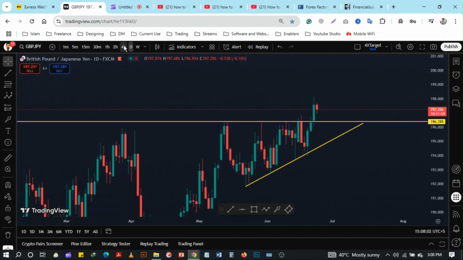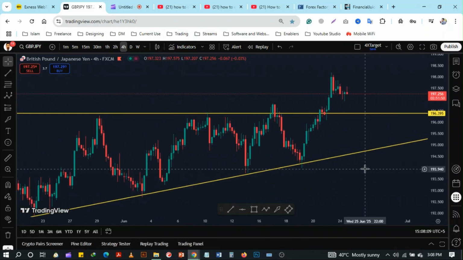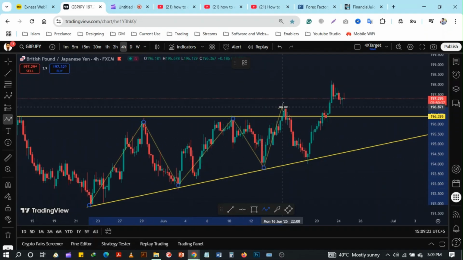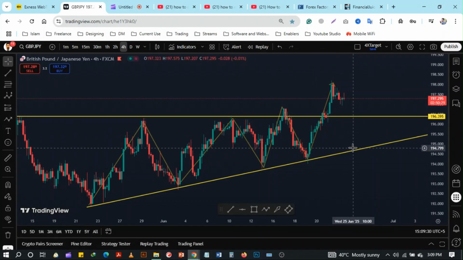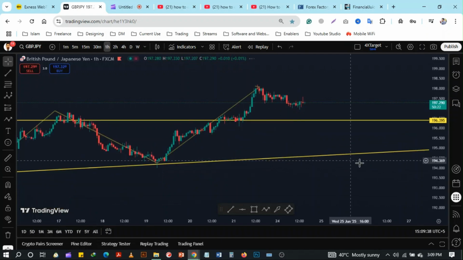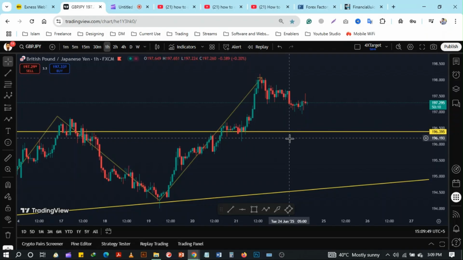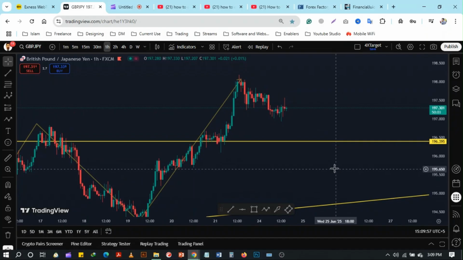Zooming into the 4-hour chart. The price has clearly broken above the resistance zone while maintaining a structure of higher highs and higher lows, which reinforces the bullish sentiment in the market. At this point, we are anticipating a pullback, retest, toward the broken resistance level, now turned into potential support, around the 196.395 area. This level could serve as a strong entry point if the market respects it.